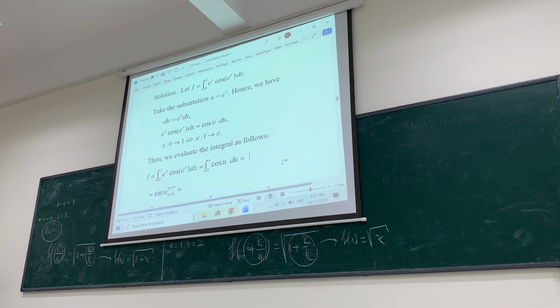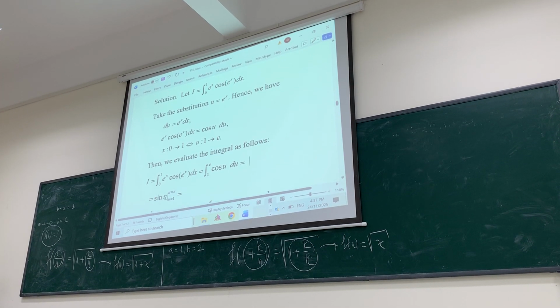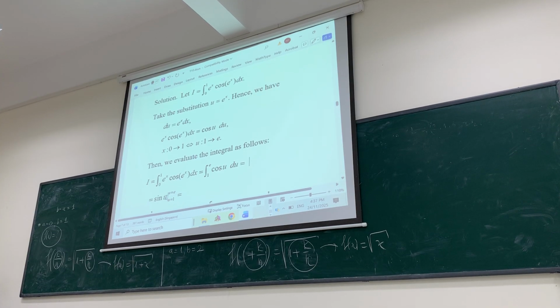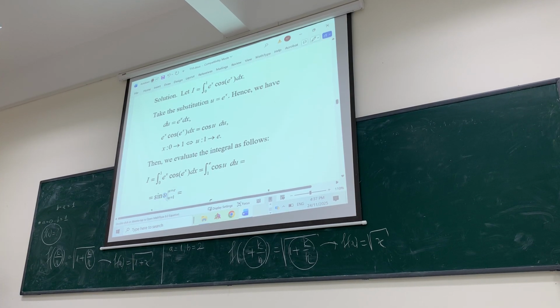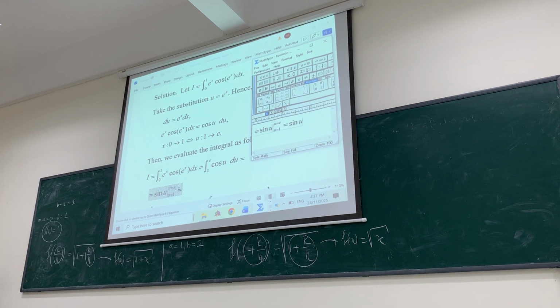The antiderivative of cosine is sine, so we replace the limits, and we get sine e minus sine 1.